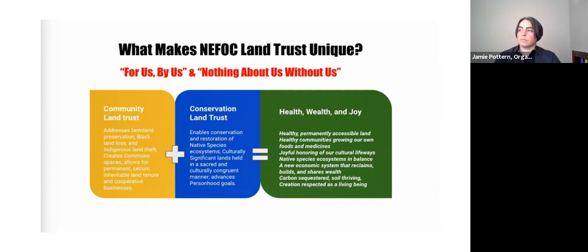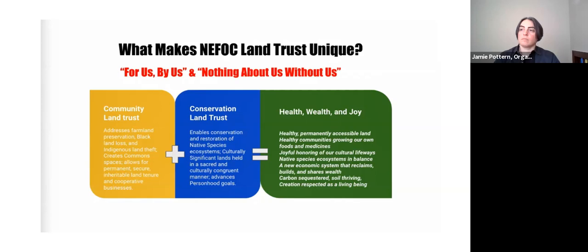The Conservation Land Trust enables conservation and restoration of native species ecosystems, culturally significant lands held in a sacred and culturally congruent manner, and we are advancing personhood goals and policy. These two things combined, this hybrid model, are meant to affect health, wealth, and joy. So we're looking at building healthy, permanently accessible land, healthy communities, growing our own foods and medicines, a joyful honoring of our cultural lifeways, native species ecosystems in balance, a new economic system that reclaims, builds, and shares wealth.